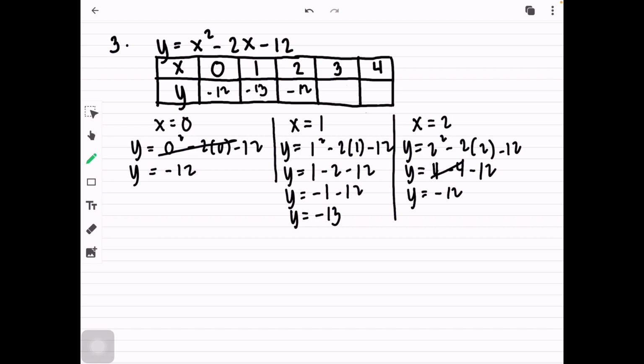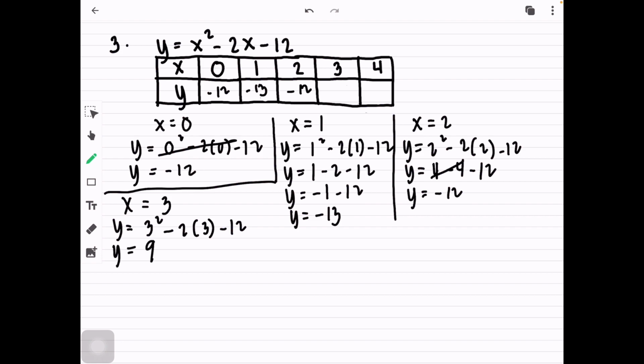Next naman, we have x equals positive 3. So, we have y equals 3 squared minus 2 times 3 minus 12. So, 3 times 3, hindi yan 3 times 2, 3 times 3, 9. Negative 2 times 3, negative 6 minus 12. So, y equals 9 minus 6. The answer is 3. Okay, so 9 minus 6 is 3 minus 12. So, y equals 3 minus 12, that is negative 9.